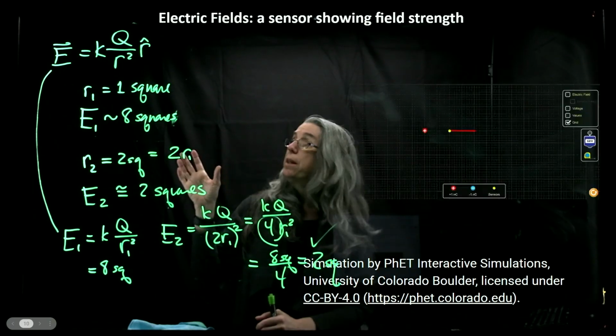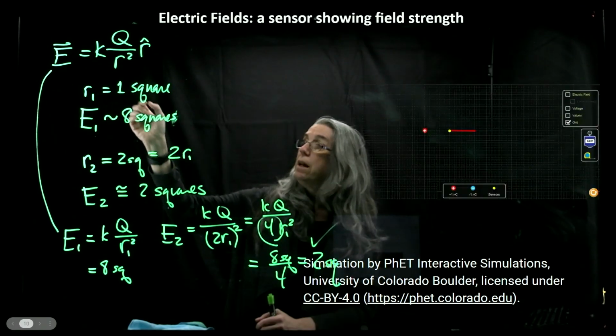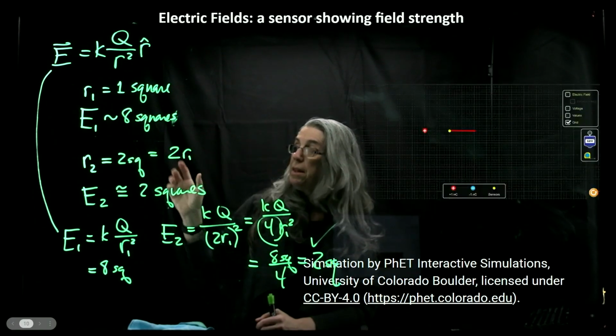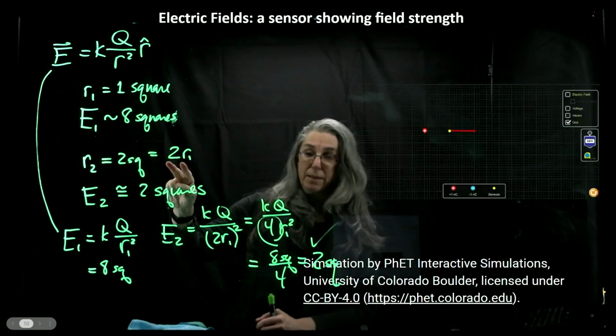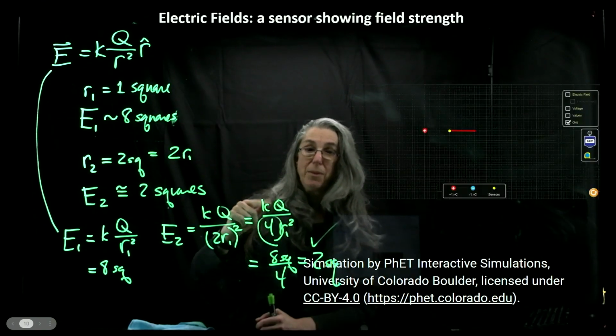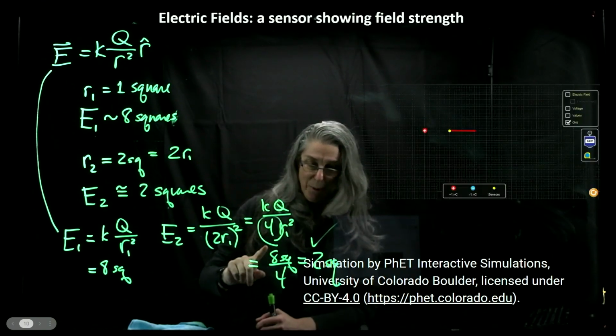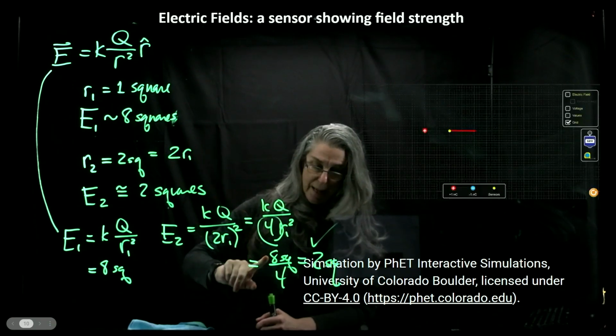So we started with a separation distance of 1 square, and that had a strength where the electric field was 8 squares long. Then we doubled the distance, and because that is squared, that's like dividing by 4, which is like multiplying by a fourth. Our original number was 8 squares divided by 4, and we got 2 squares.